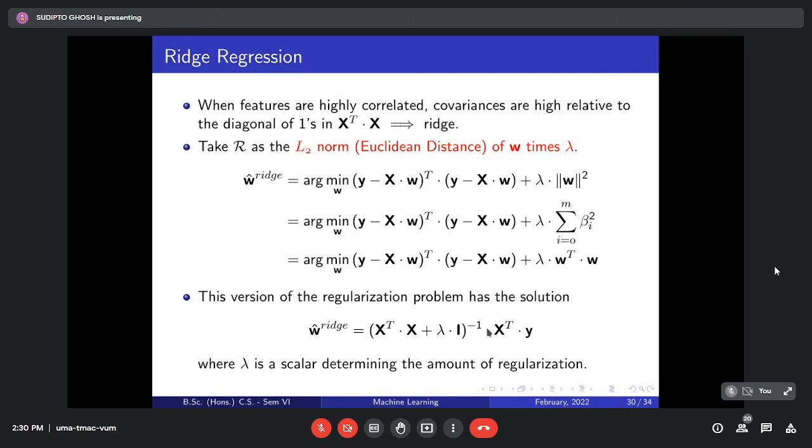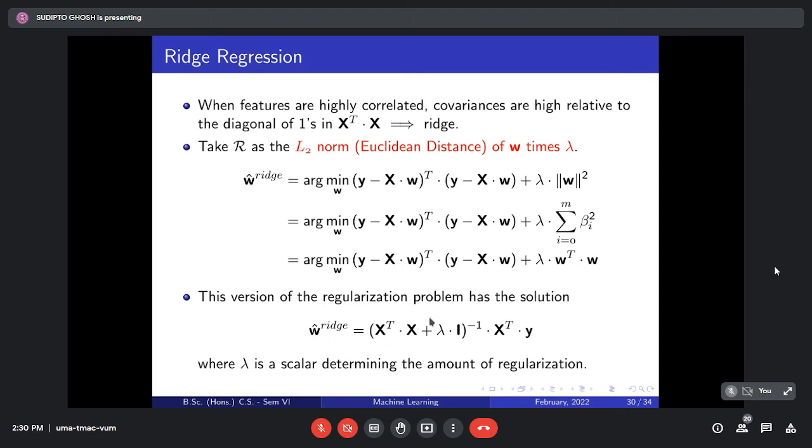X transpose X inverse was there. Here, X transpose X plus lambda times the identity matrix will be there, because if you take the derivative of W transpose W, you are left with lambda W, and you take W common from X transpose X and lambda. So you will be left with W hat ridge on one side, and on the right hand side, the entire inverse of X transpose X plus lambda identity.